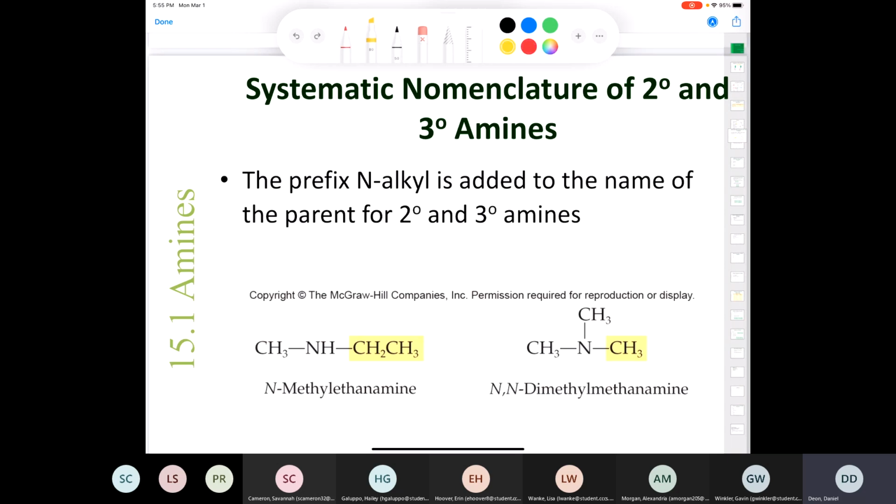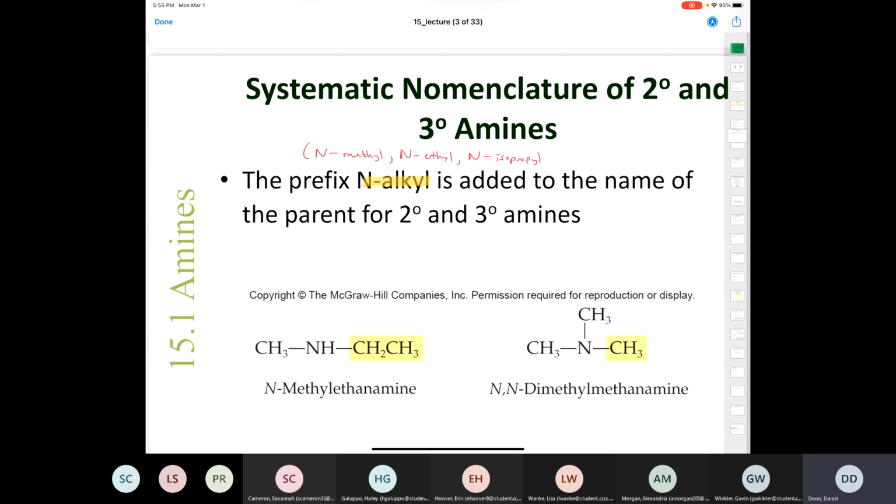Now, if you're wondering, what the heck is N-alkyl? What does that mean? It means you put the letter N, and then let's say you had a methyl group, you'd say N-methyl. Or let's say you had N attached to an ethyl, it would be N-ethyl. Or N, let's say you had an isopropyl, N-isopropyl. And then we'll put etc. We'll see several examples of that. So, if you're wondering, where does this name come from here? Let me show you.